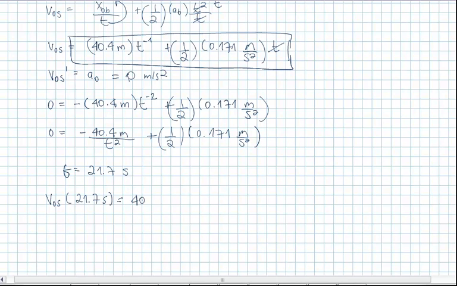So it will be 40.4 meters over, because we can move this back down, 21.7 seconds plus 1/2 0.171 meters per second squared times 21.7 seconds. The good thing is that here we cancel this and we get meters per second. Velocity is meters per second, so we already know that we're heading on the right track.